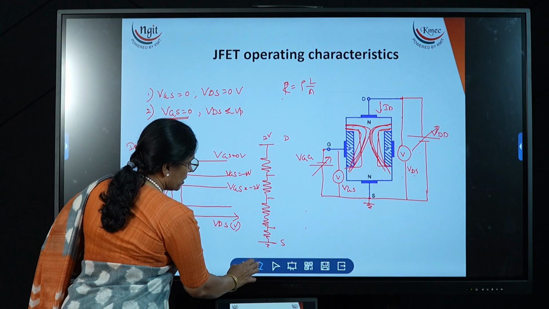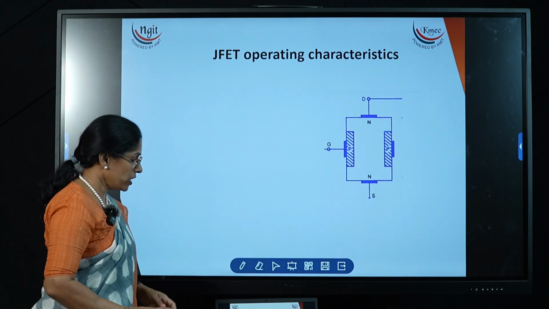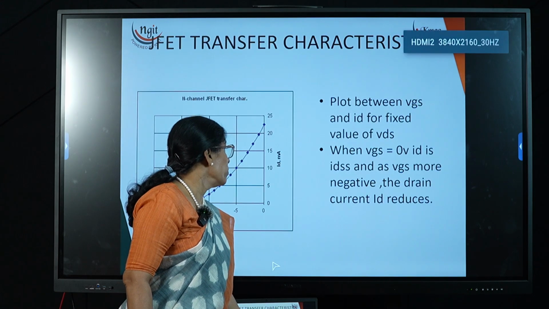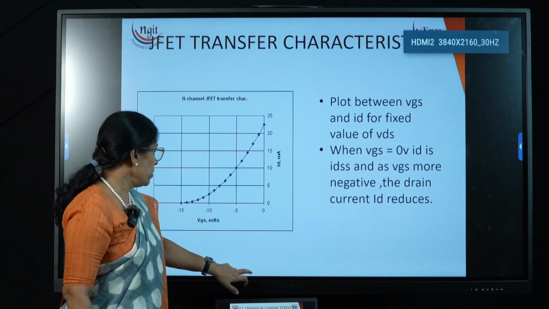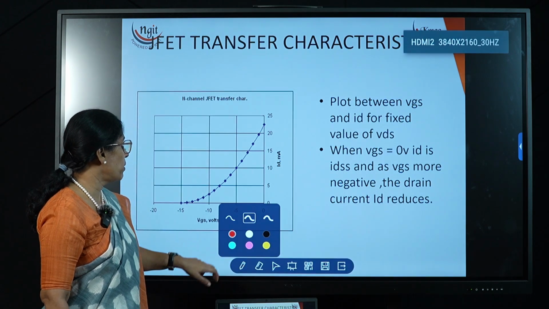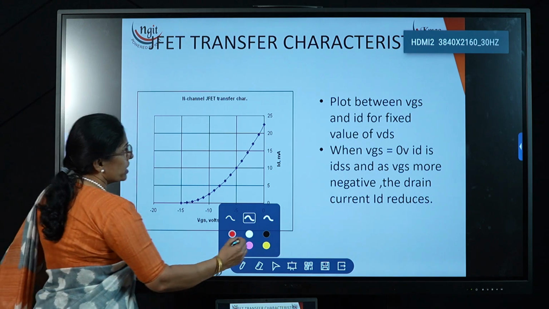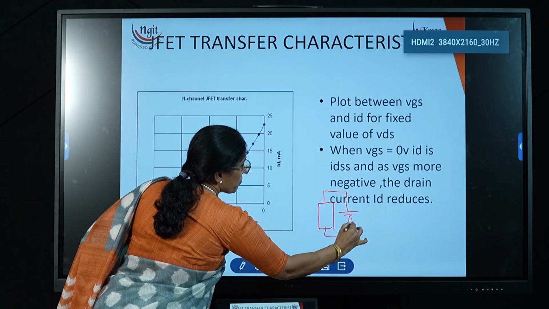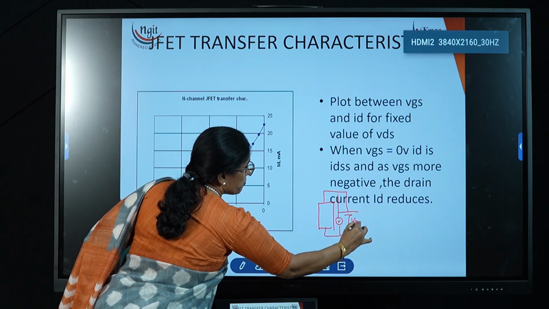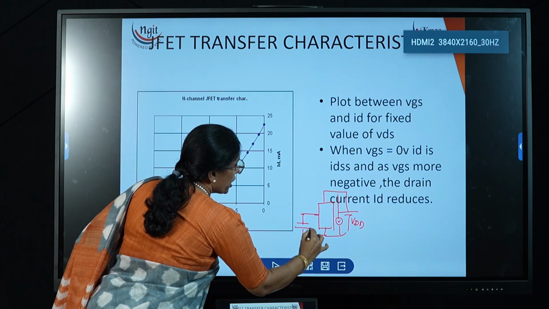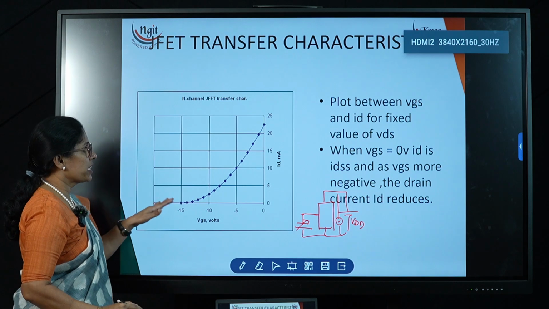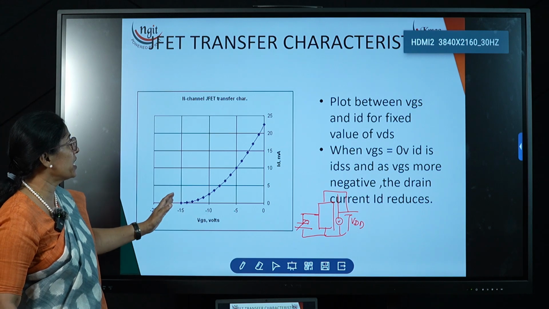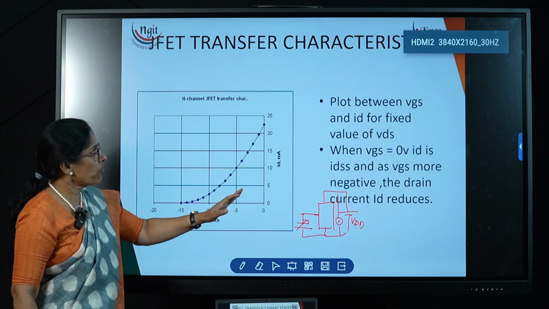And one more characteristic is the transfer characteristics. For that we have to keep the drain voltage VDS constant and vary the input supply voltage, thereby we get characteristics like this. Now this we are getting from the same drain characteristics. If we observe the drain characteristics and transfer characteristics, from that only we are getting this.